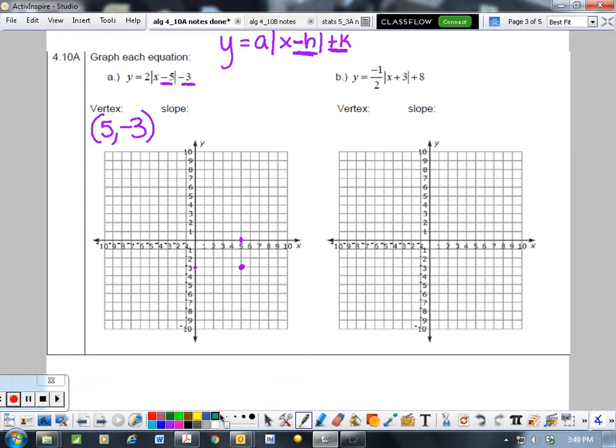But now I have a slope, and my slope is 2/1, which means I'm going to go up 2 and over 1 in both directions. So from here, I go up 2/1 this direction, up 2/1 this direction, and I'm going to keep doing that. On this side, I'm going to go up 2, right 1, up 2, right 1, up 2, right 1. But on this side, I'm going to go up 2, left 1, up 2, left 1, up 2, left 1. And so this gives me my absolute value graph.